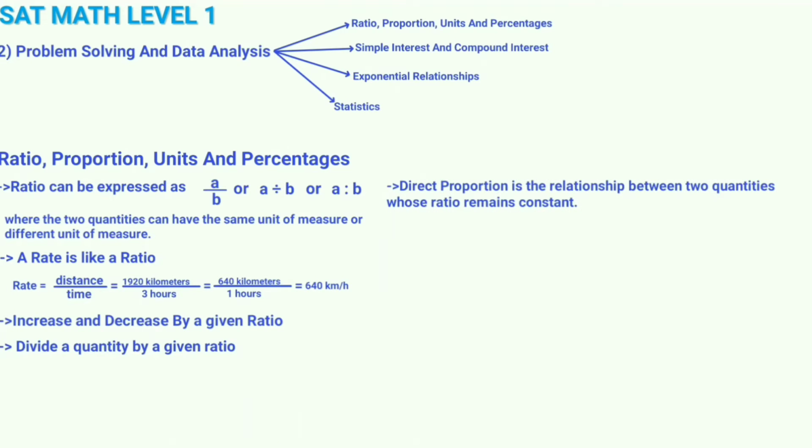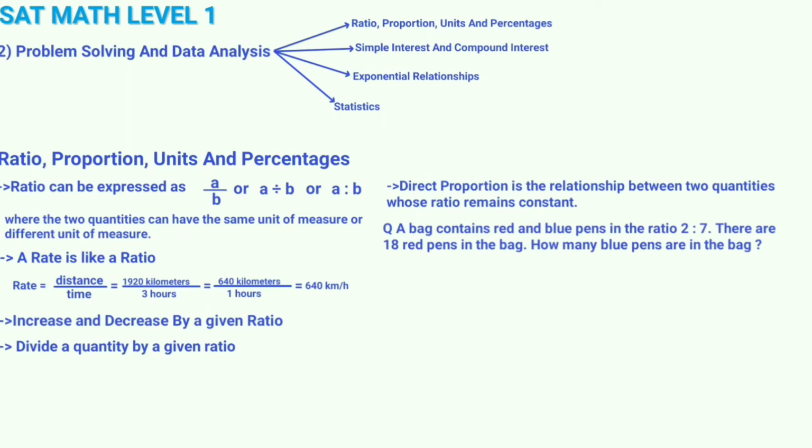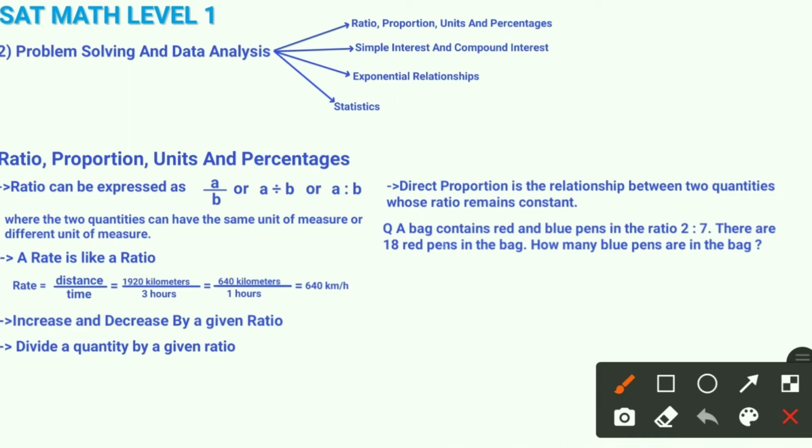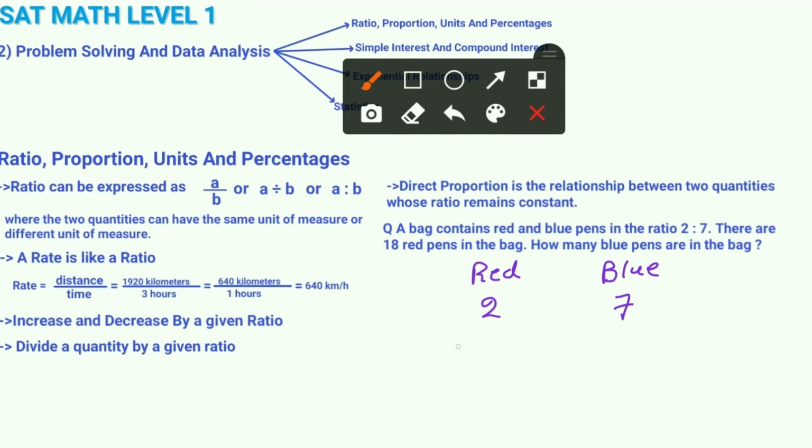Direct proportion is the relationship between two quantities whose ratio remains constant. Okay, so we have this question. A bag contains red and blue pens in the ratio 2:7. There are 18 red pens in the bag. How many blue pens are in the bag? So for red pens and blue pens the ratio is 2:7, and what happens if we have 18 red pens? How many blue pens will we have?